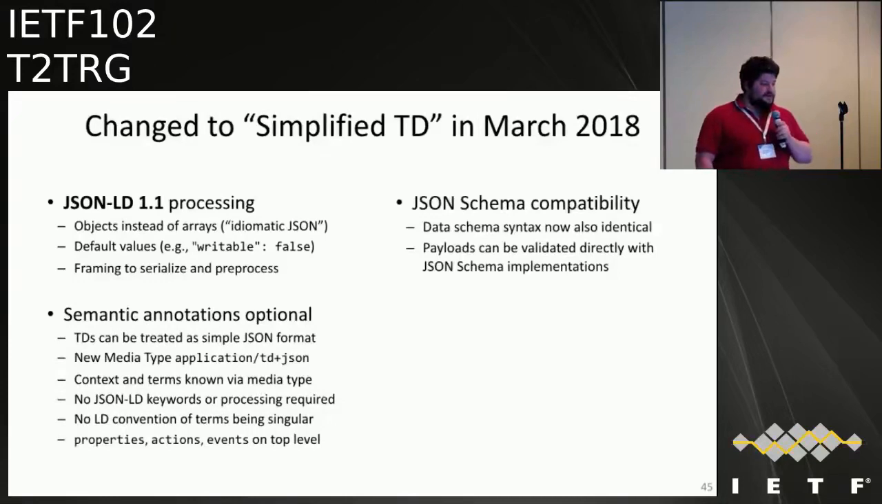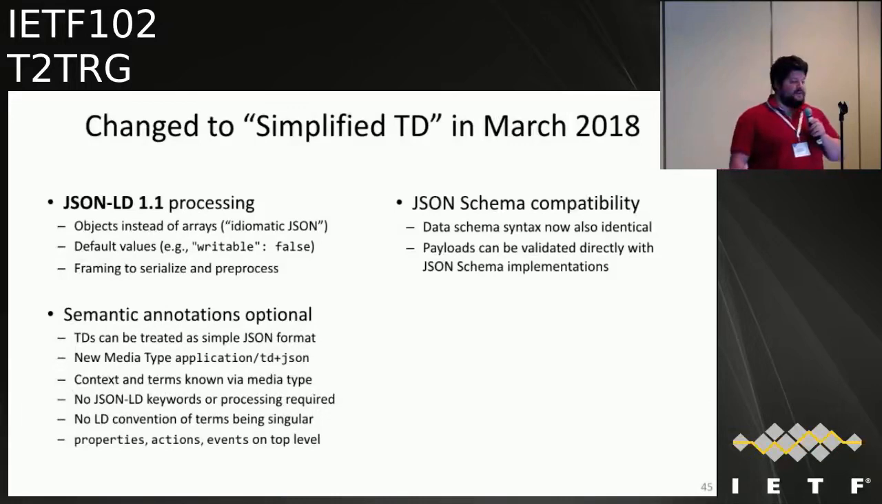Some other changes with the JSON-LD 1.1 model, we could also make full compatibility with JSON Schema. Before, we used the terminology from that draft, but had a different syntax. Now those can actually be aligned so that you pick out the data schema definitions, feed them to a JSON Schema validator, and it will work out of the box. So it's a nice combination of these different tool chains.